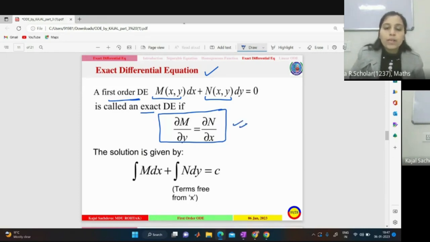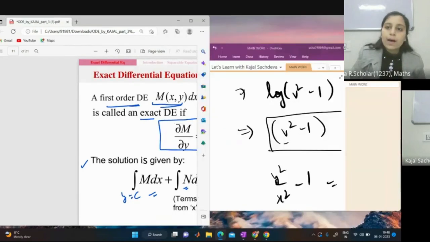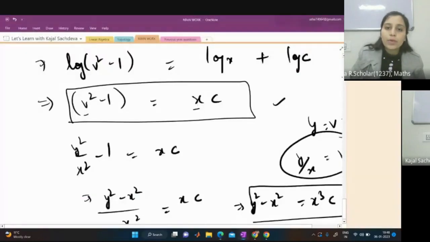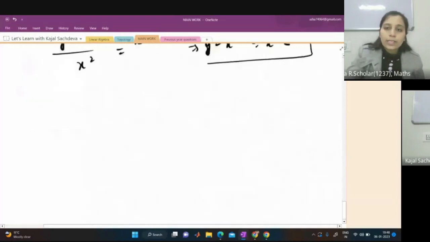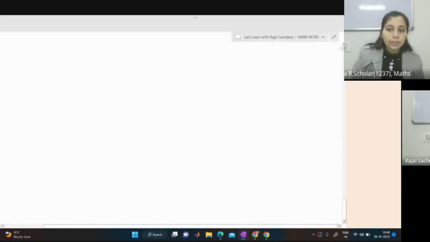So first of all, if the equation is exact, then we can get the solution directly, which will be equal to just integrating M with respect to x, keeping y constant, plus integrating N with respect to y, taking in N only those terms which are free from x, is equal to some constant c. So we can have an example of that exact type of equation. So let's try an example based on this.